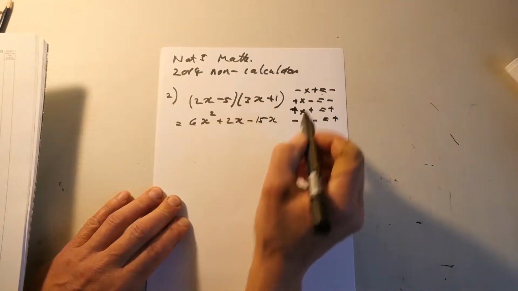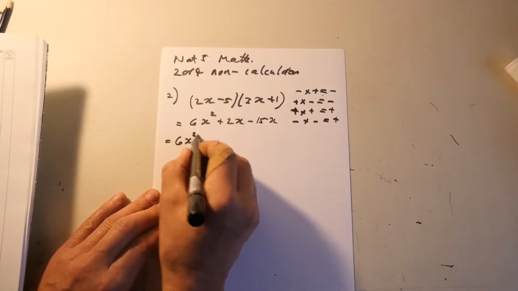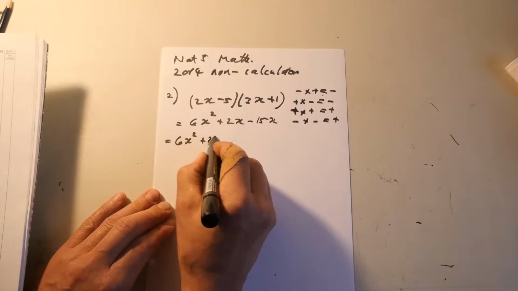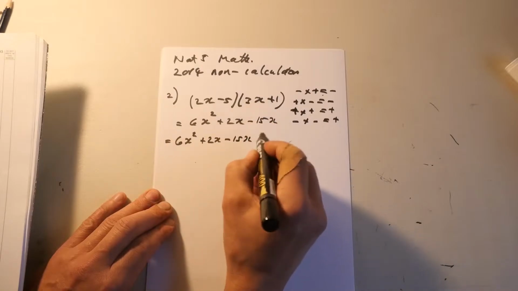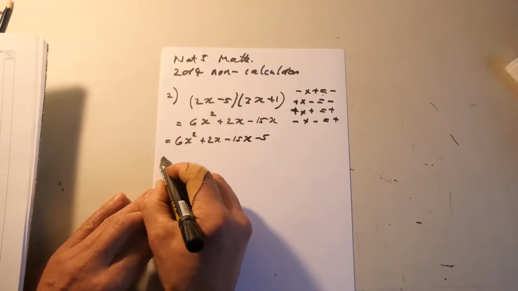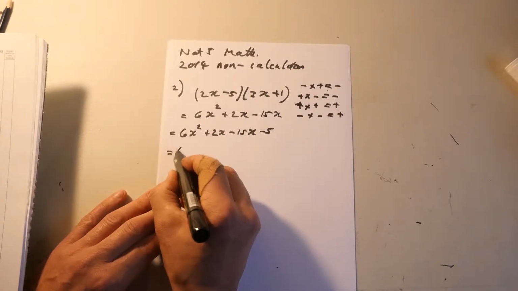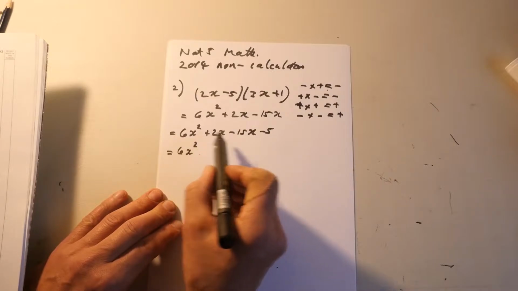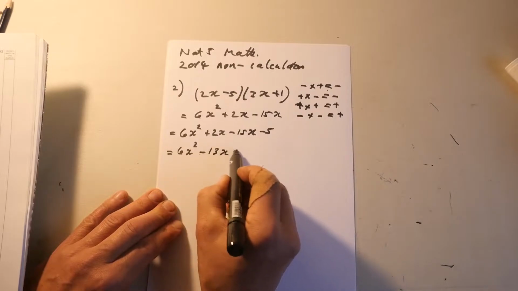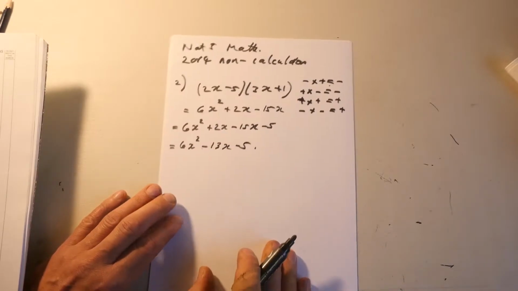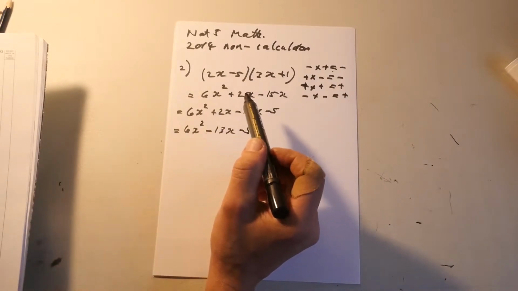Okay, so I ran out of space there. So 6x squared plus 2x minus 15x minus 5 times 1 is minus 5. Then you collect like terms together, so you add 2x minus 15x. 2 minus 15 is minus 13x, so you get 6x squared minus 13x minus 5. That's basically how you multiply out brackets with that question.